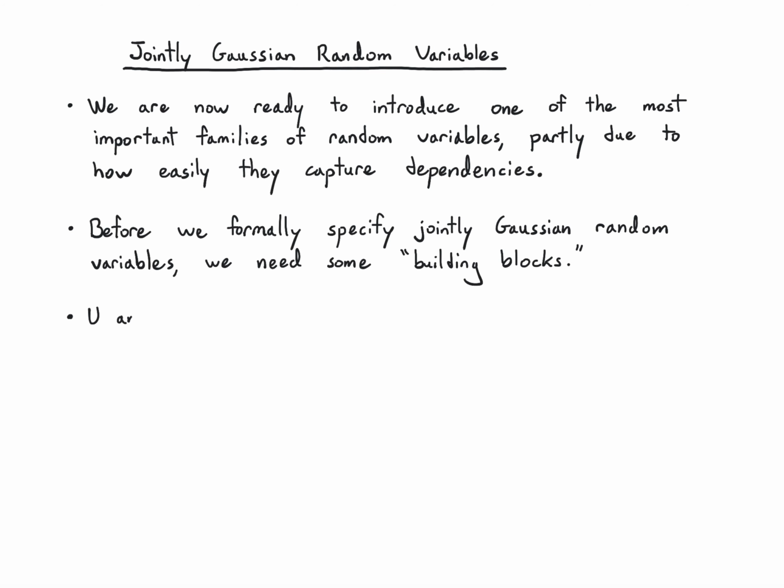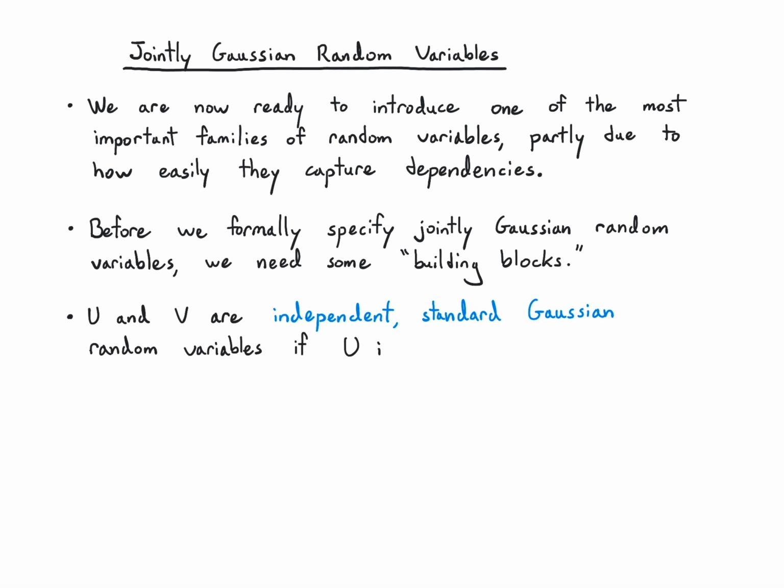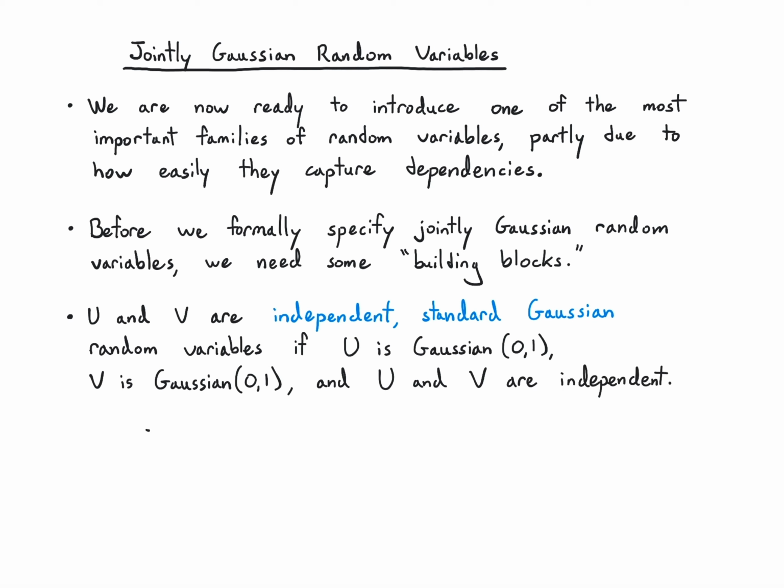Okay, so let's say that U and V are independent standard Gaussian random variables if they satisfy the following distribution. So U is Gaussian with mean 0 and variance 1. V is Gaussian with mean 0 and variance 1. And U and V are independent. So the independent part is clear and the standard part refers to the 0, 1 parameter choice.